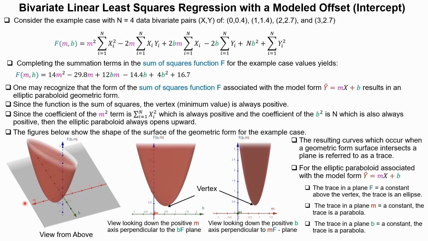The intersection of any plane which is parallel to the bm plane, which is above the vertex, the intersection of that plane and this surface will form an ellipse. The intersection of any plane where m is a constant which intersects this surface will form a parabola. The intersection of any plane where b is a constant and the surface of the function f will also form a parabola.